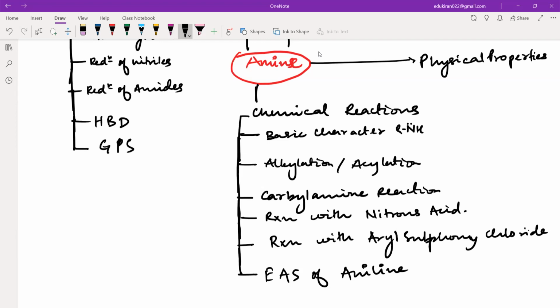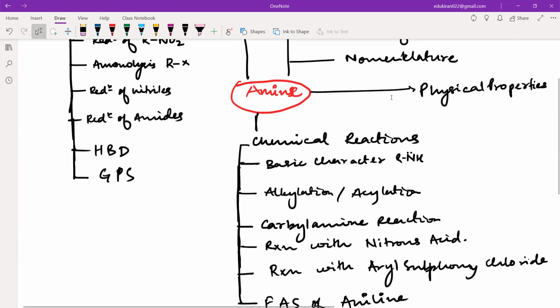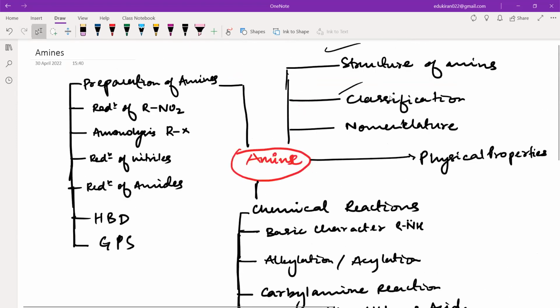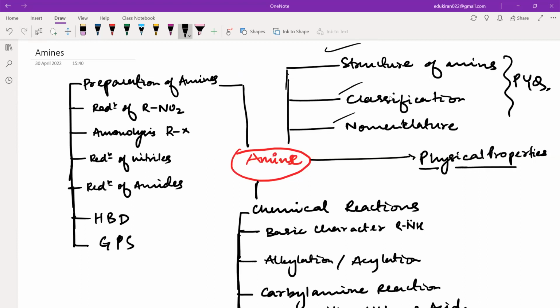Is that clear? So in this, you have to learn a few things. The structure, classification, nomenclature. For this, I will give previous year questions. Then you will do some things about physical properties. After that, preparation of amines. How to remember the preparation? You just have to remember the substrate and reagent, and if you remember the substrate and reagent, you already know the product.